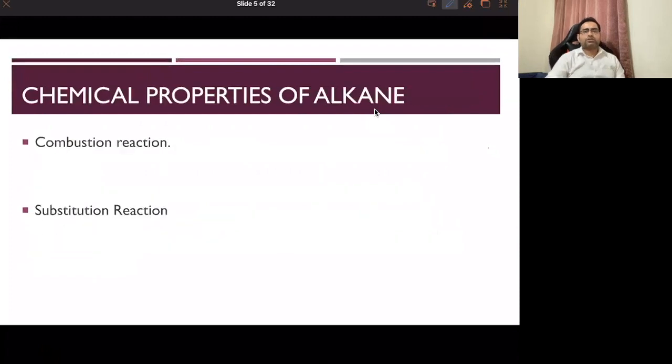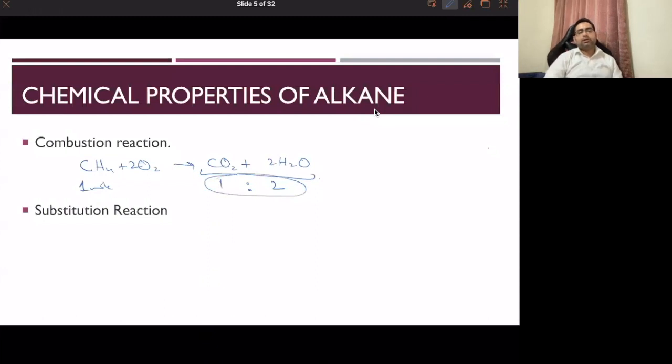Now let's move towards the combustion reaction. All hydrocarbons burn in excess oxygen to form carbon dioxide and water. For example, this is methane. If you burn it with oxygen, it forms carbon dioxide and 2H2O. This is a combustion reaction. If you see the total molecules of the product, the ratio is 1:2. So if you burn 1 mole of methane, you get 3 moles of product. Each time you burn a hydrocarbon, the products are carbon dioxide and water.